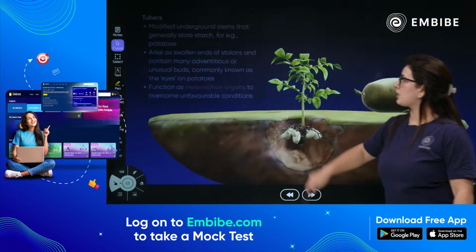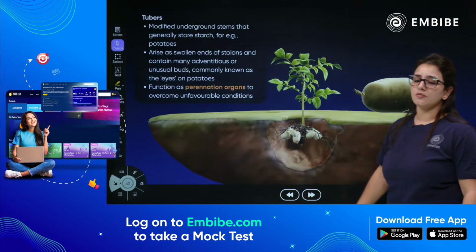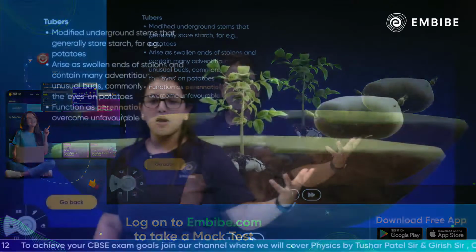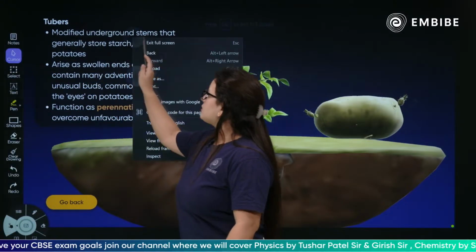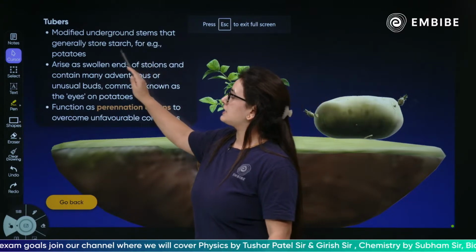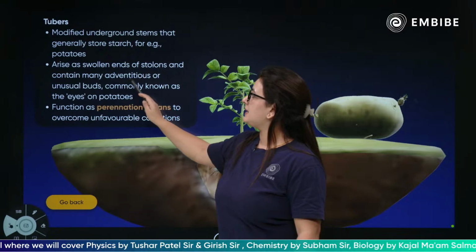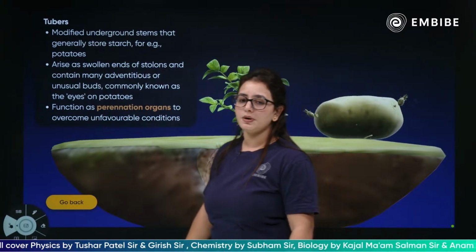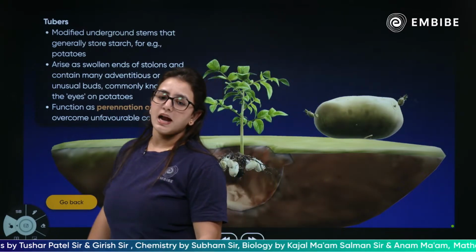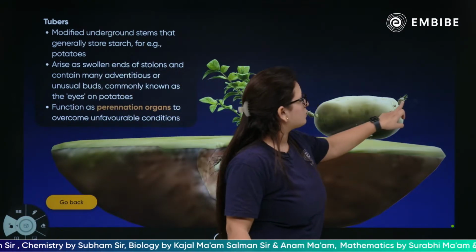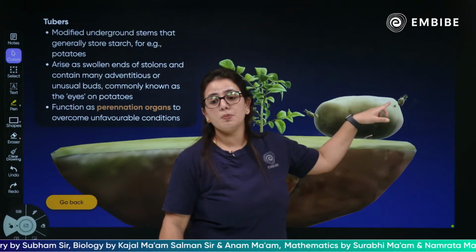Clicking on this, talking about the tubers, what have all of you seen? Potato. Potato is what? Potato is a tuber. It is a modified underground stem, children, which generally stores starch. Example, potatoes. They arise from stolon ends, and stolons contain many adventitious and unusual buds, commonly known as eyes on the potato. All of you have seen such eyes on the potatoes. These can be vegetatively propagated.